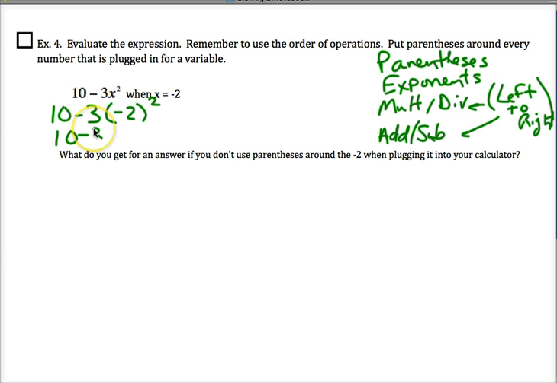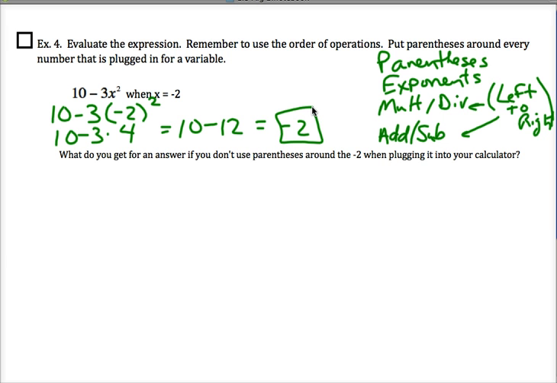I'm going to do -2 squared. -2 squared means -2 times -2, which is actually a positive 4. And then I have minus and multiply, subtract and multiply. Multiply comes first, so I need to do the 3 times 4 first. And the last thing I do is to subtract. So the correct answer to this is actually -2.